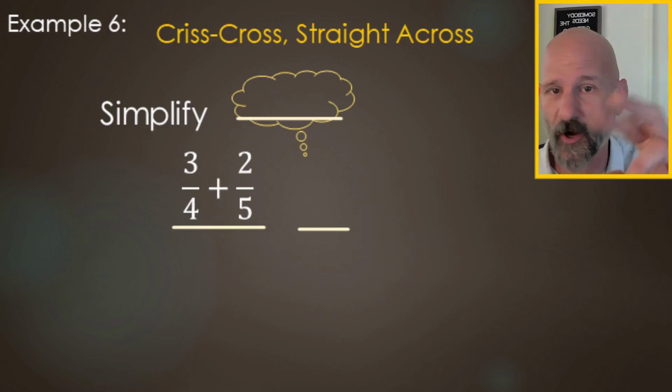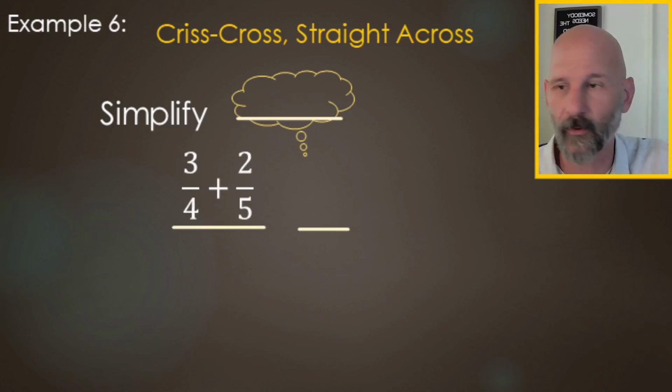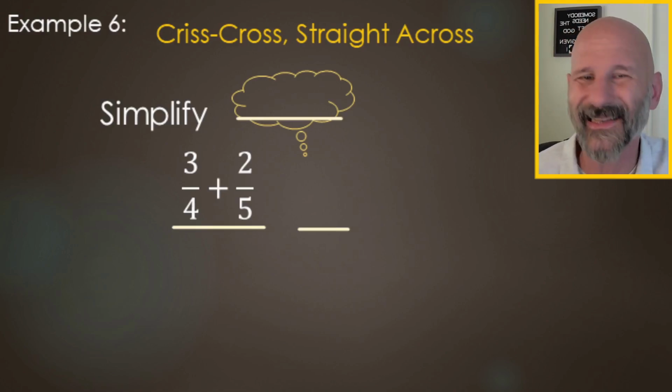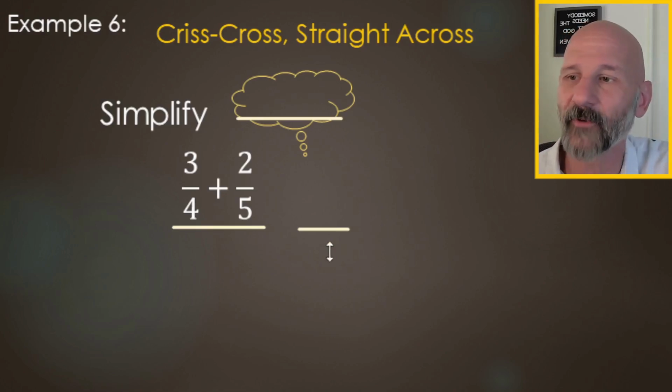We'd have a bunch of work on our page, over 20, and then what times what makes 20, and then multiply that times the other one. Okay, we did all of that work. Well, there's an easier way of doing it. It's multiply the diagonals and then multiply the denominators, okay? Now, the fancy little math phrase that we'll use is crisscross straight across, okay?